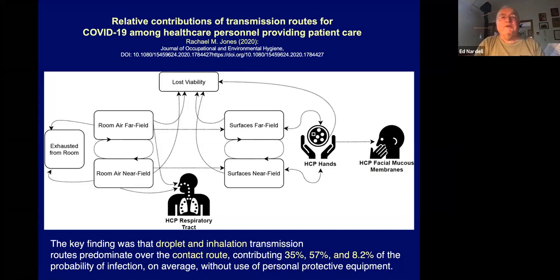This is a paper by Rachel Jones, just published, doing modeling, and I won't go through all the details of the modeling among hospital workers, but the conclusion is, of the 3 routes, droplets, inhalation of small particles, or contact, droplets she thought was 35%, inhalation 57%, and contact, despite the fact that we've been Clorexing everything under the sun, only 8.2% of transmission. Now, this is a hospital setting where everything tends to be cleaned, so that may account for this low number.